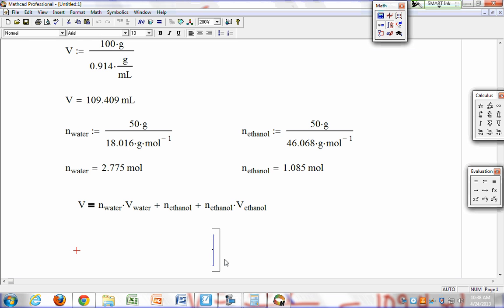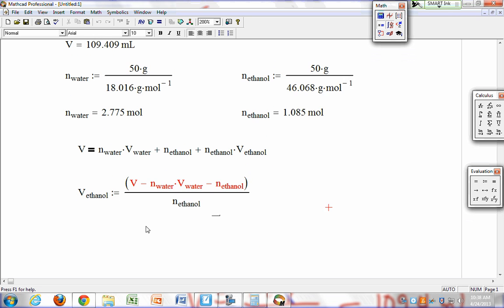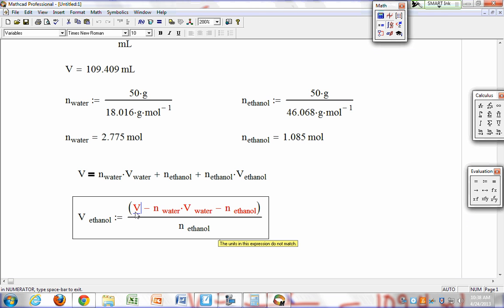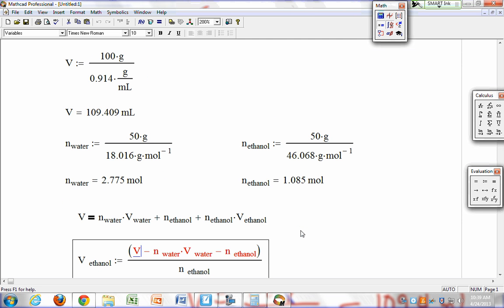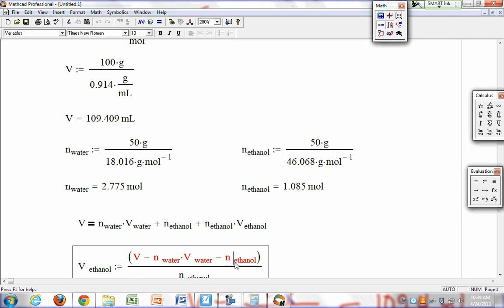Of course, you should be able to do this manually. Equals that. So, okay, V water. Okay, it doesn't like something. V water is mL per mole. Volume ethanol. What doesn't it like? I've got N water, V water, and ethanol.